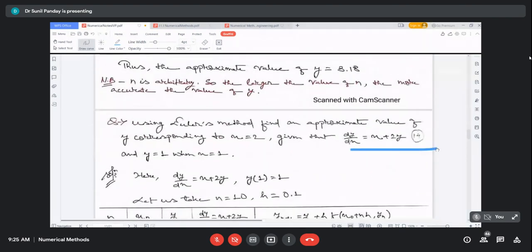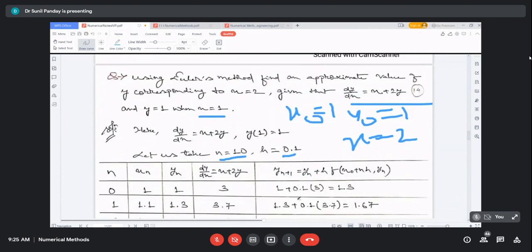Then we have another problem. dy by dx equals x plus 2y, and here x naught is 1 and y naught is again 1, and for x equals 2 we have to find the value. Again we have taken n equals 10, so (2 minus 1) upon 10, h will again be 0.1.